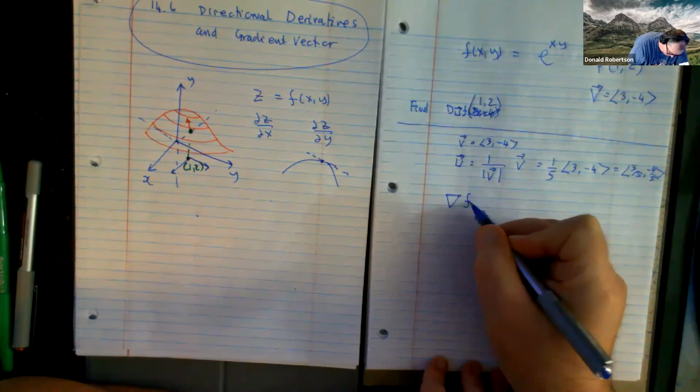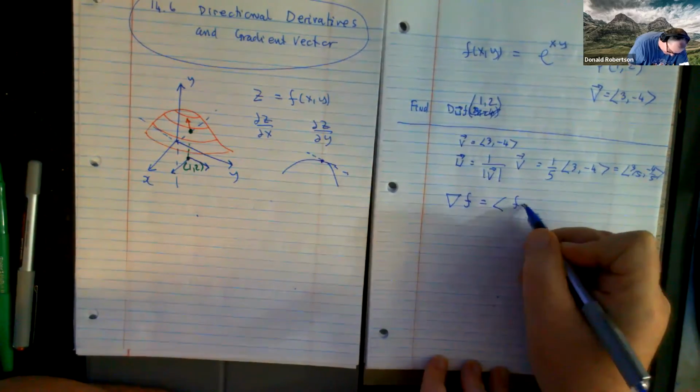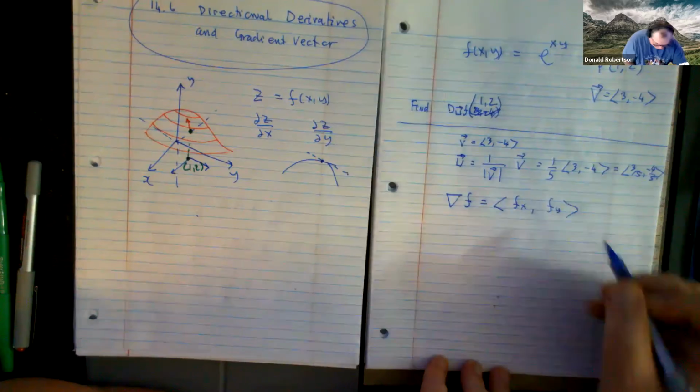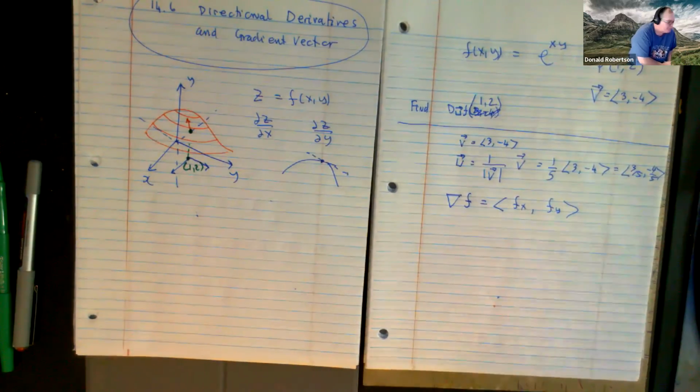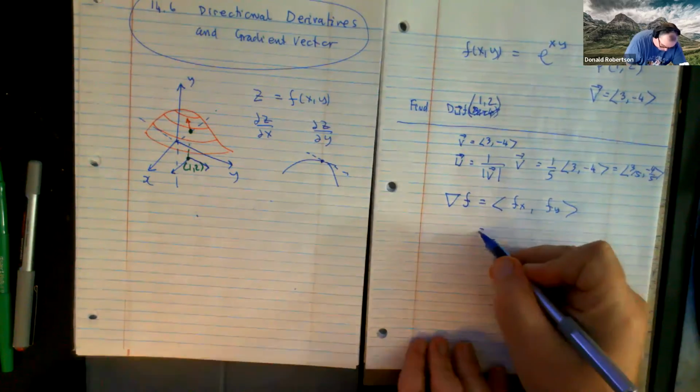Our gradient vector is going to be this guy. Oh, by the way, isn't this function symmetric? Not that it matters for this question, but isn't it? It's a nice symmetric function. So what am I going to get?